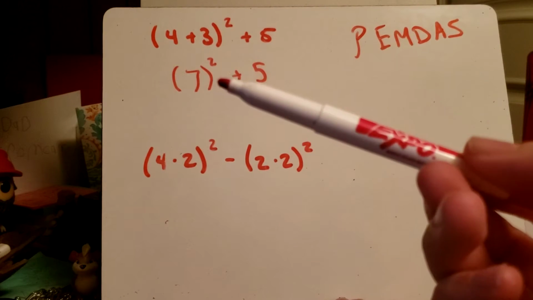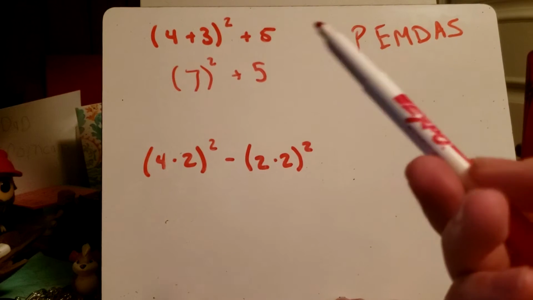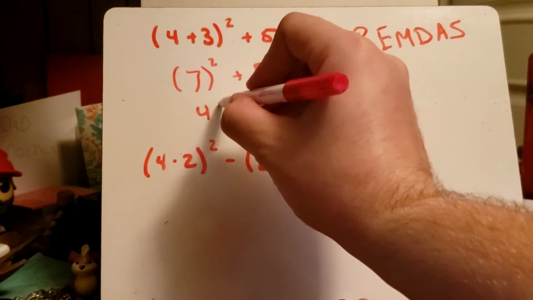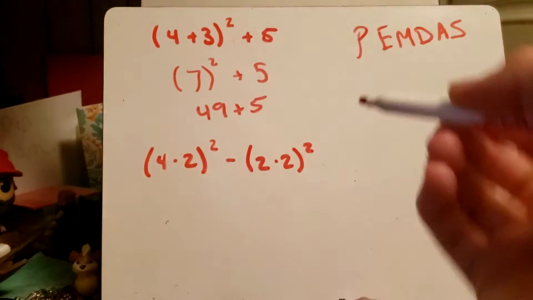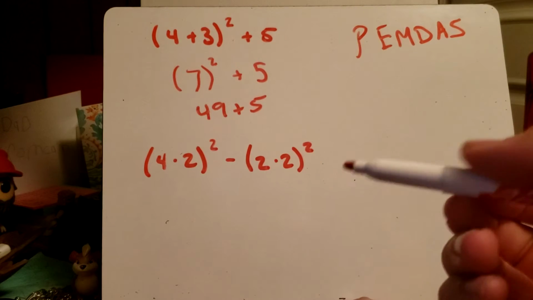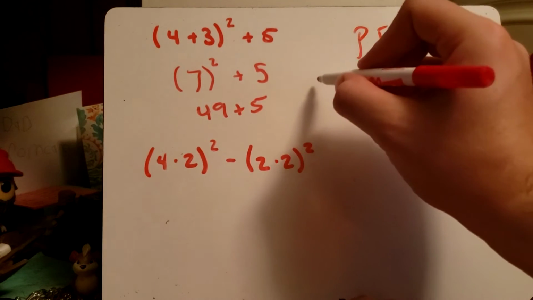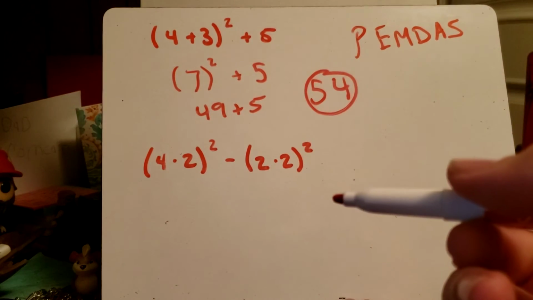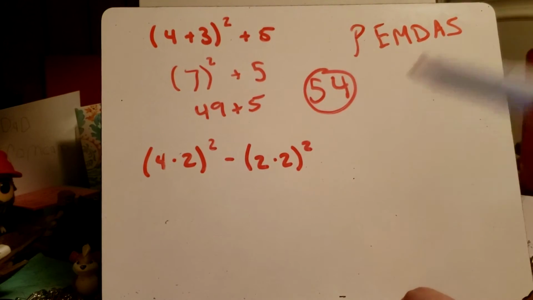Next up, we've got exponents. That's what the E stands for. And our exponent here is 7 squared. 7 squared is 49. And now we're just down to adding and subtracting. And 49 plus 5, that's 54. Awesome. Let's try another one.